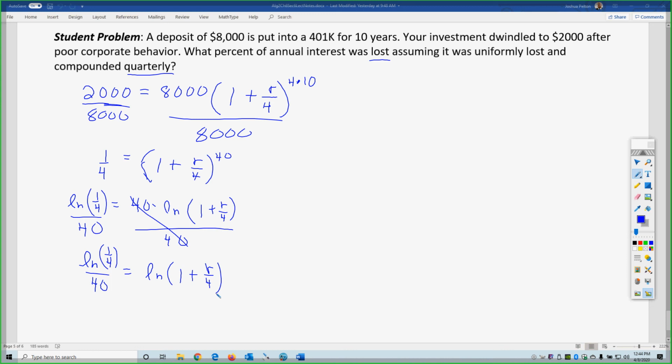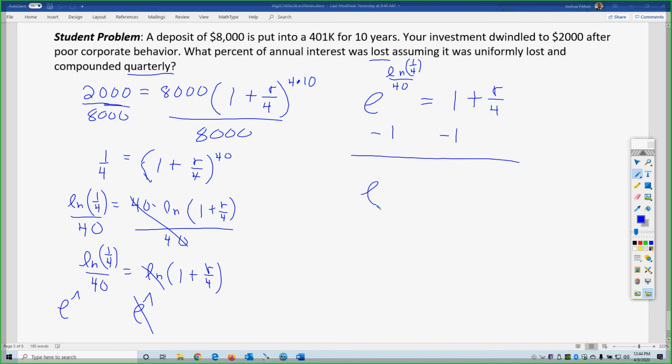So to get rid of the natural log, I need to do an e to both sides. So this is e to the power of both sides. This will cancel on the right side, which is what I want. So I'm going to be left with e to the power of the natural log of 1/4 over 40 equals 1 plus r over 4, because I'm doing a base e to cancel that log base e, which is natural log. So now I can subtract the 1.